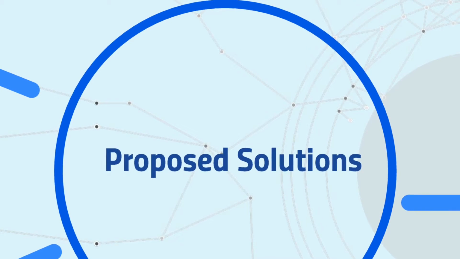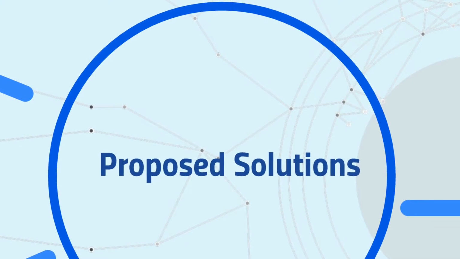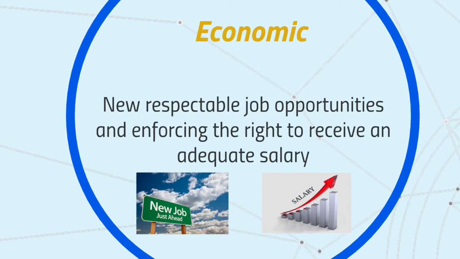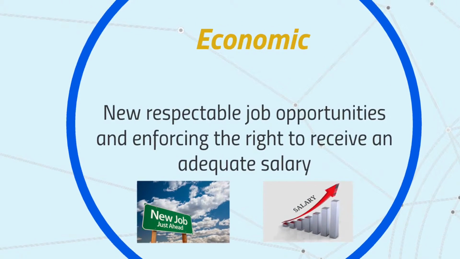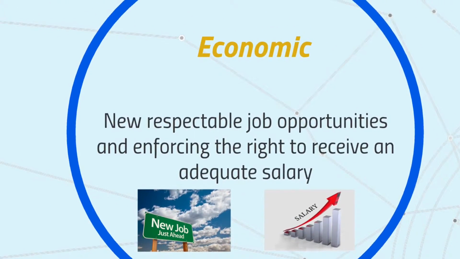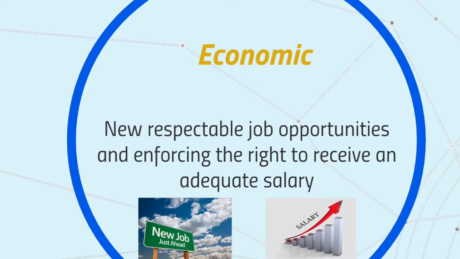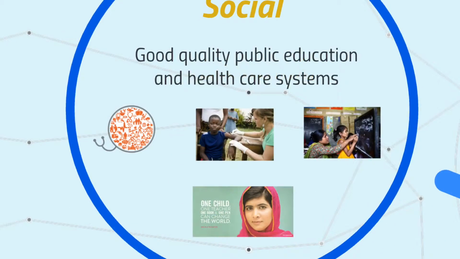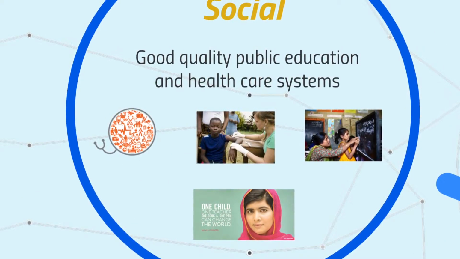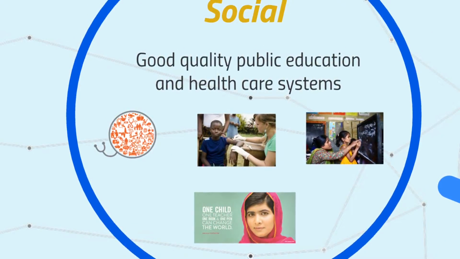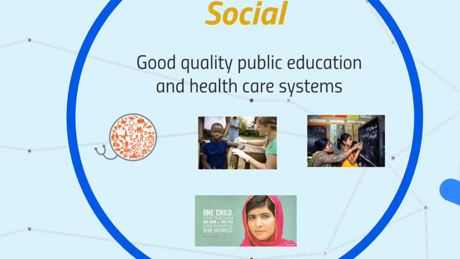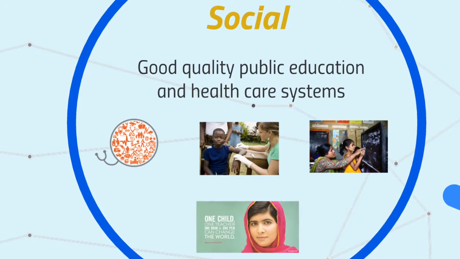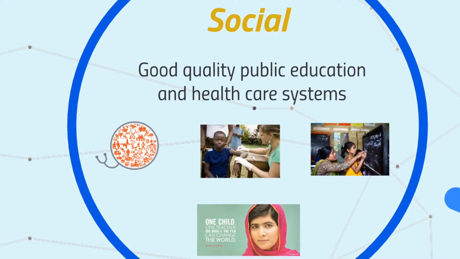So now that we know poverty's aspects, let's see some proposed solutions. For the economic aspect, I propose new respectable job opportunities to be created and enforcing the right to receive an adequate salary. The social solution would be giving a good quality public education and healthcare systems for all people in all countries. Let's remember, one child, one teacher, one book, and one pen can change the world.